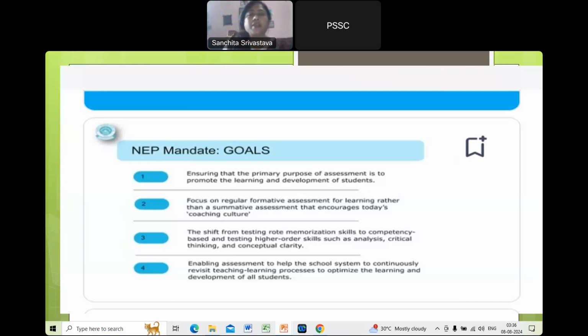Now, enabling assessment to help the school system. Whenever we are doing assessment of a child within the classroom, that does not mean that you and your classroom are individual. You are in the entire system. Yes, the school is a compact system, right? Now the school system has to continuously revisit teaching learning progress.